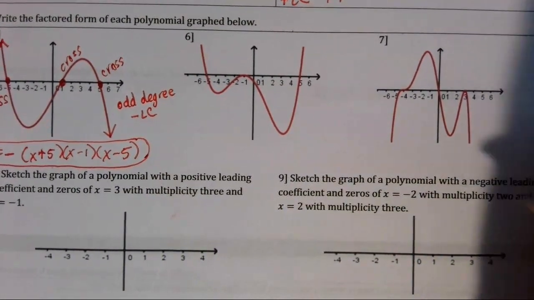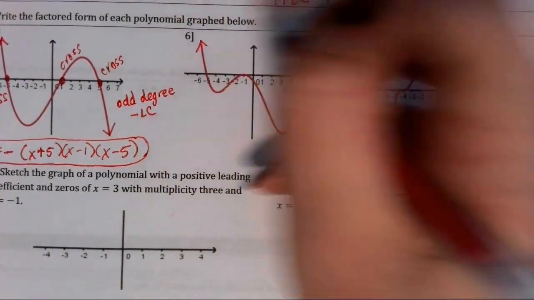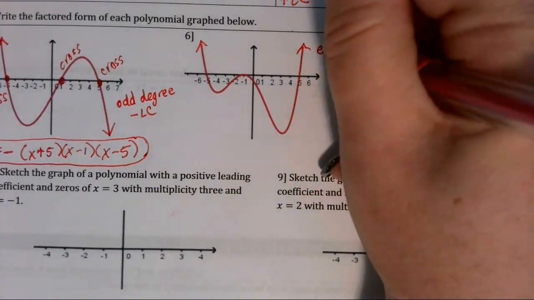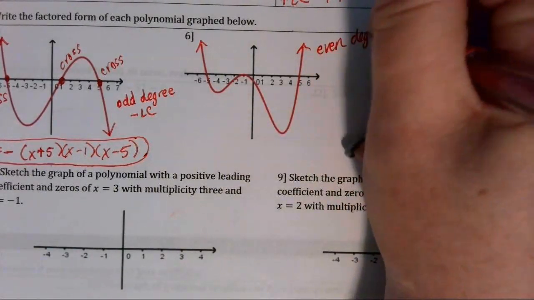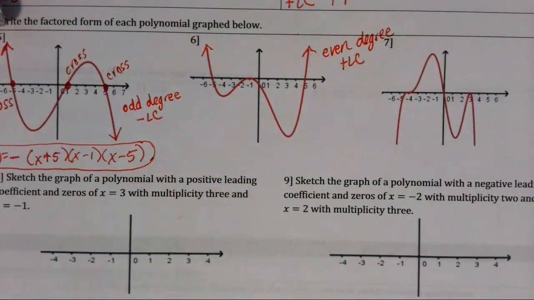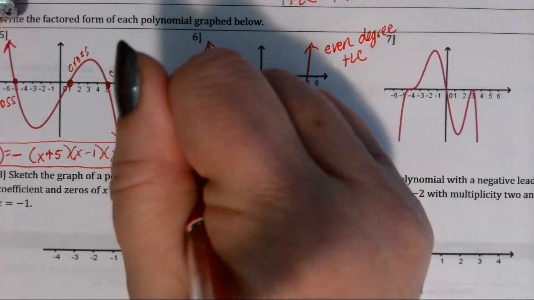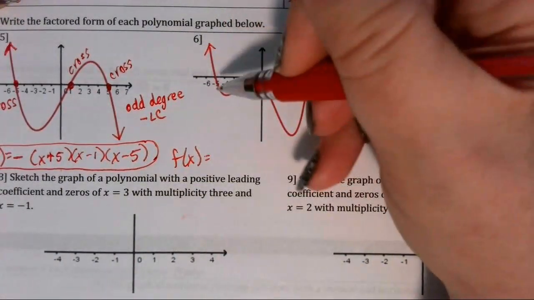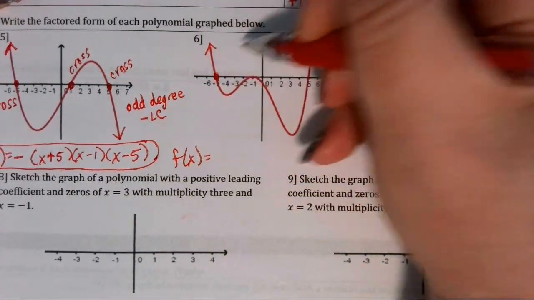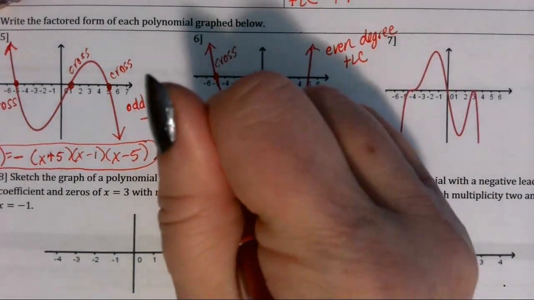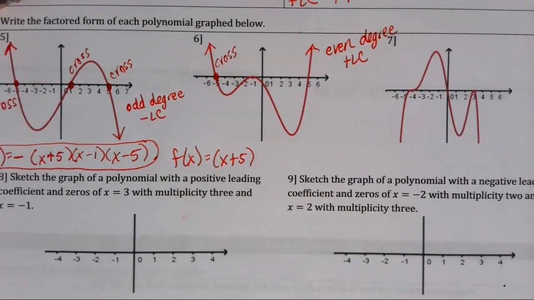In number 6, we have both ends headed up to positive infinity. So that tells me that this is an even degree polynomial with a positive leading coefficient. So I won't need to worry about starting out with a negative since both ends go up. Then looking at my zeros, here at -5, there's a cross. So that would be a factor of x plus 5.